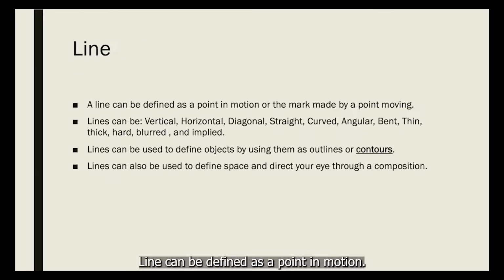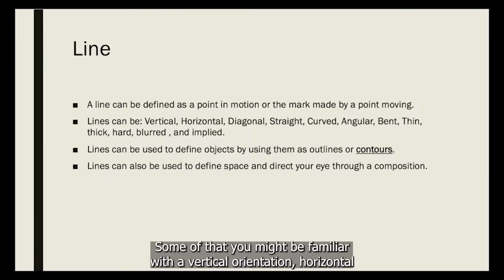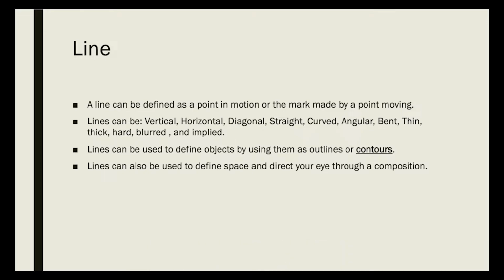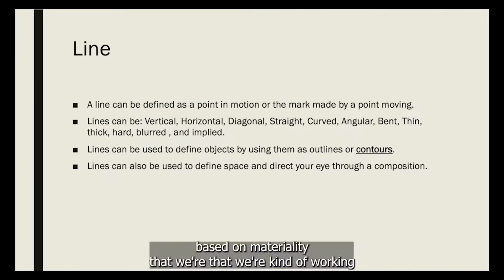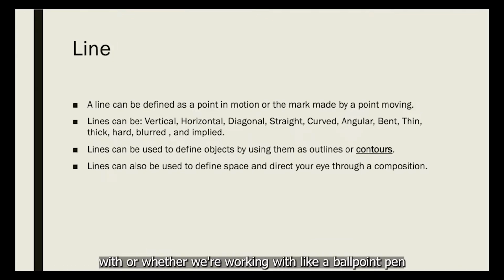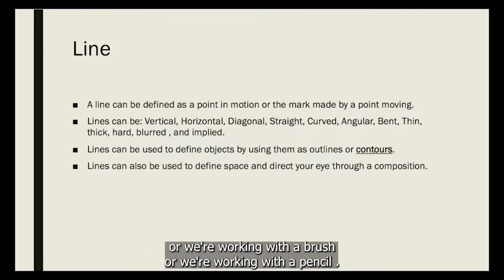Line can be defined as a point in motion. They have various different orientations. Some that you might be familiar with are vertical orientation, horizontal, or diagonal. They have a lot of different properties, such as being straight, curved, angular, bent, or thin. They have different line weights that can be thick or thin, based on the materiality that we're working with. If we're working with a ballpoint pen, or a brush, or a pencil, these lines can be hard, they can be blurred, soft.